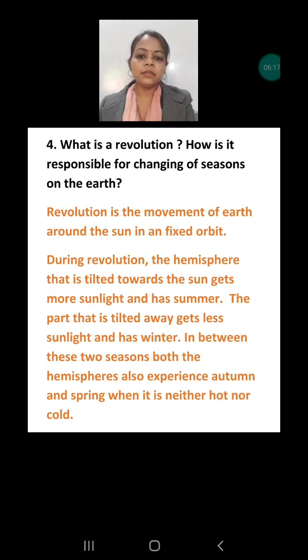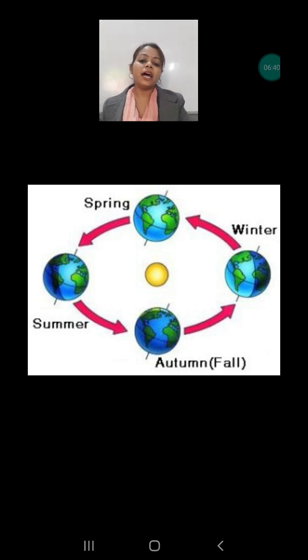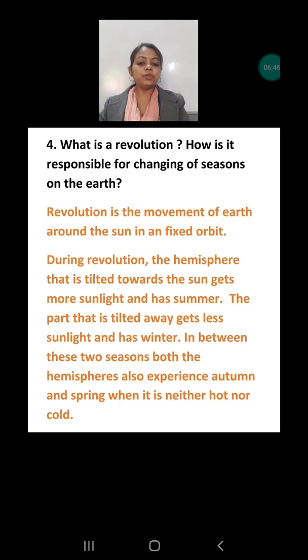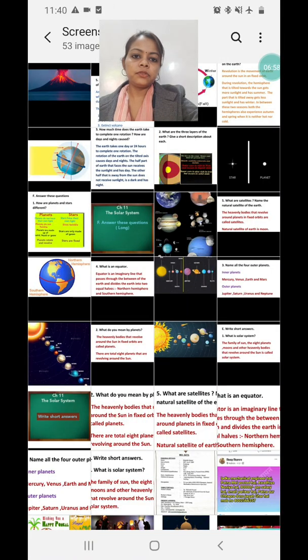Okay, let's read this answer. Revolution is the movement of the earth around the sun in a fixed orbit. During revolution, the hemisphere that is tilted towards the sun gets more sunlight and has summer. The part that is tilted away gets less sunlight and has winter. But what happens when they are in between? That means if we are having spring or autumn, the same amount of sunlight is reaching the earth, and that's why we don't feel very cold or hot. We feel very pleasant, neither hot nor cold. So this is how our seasons change.